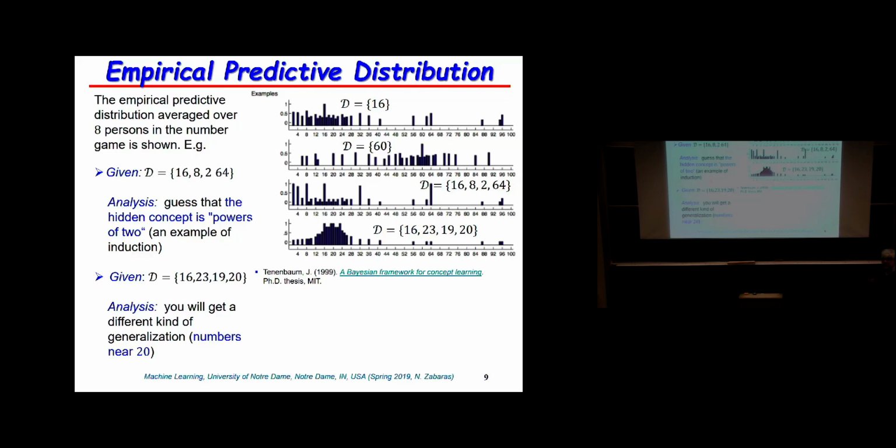You say 4, 16, yeah, right? And so what you do is you create a histogram, and that's an empirical predictive distribution. What you see here are basically real data averaged over a number of people. If you tell them this is the only observation, this is the empirical predictive distribution. If you observe 60, this is the empirical distribution.